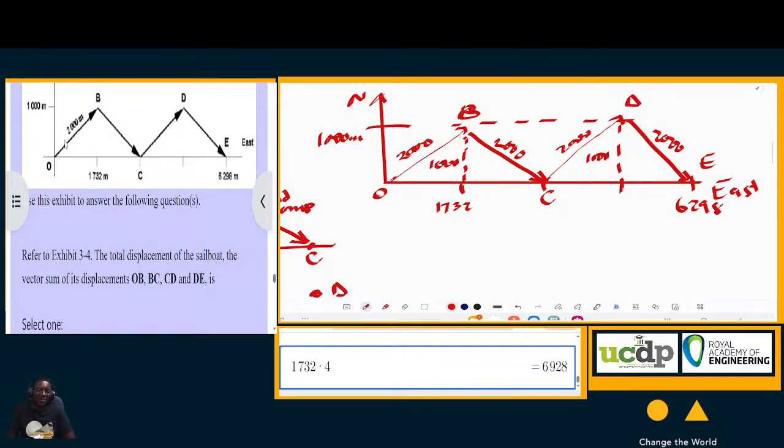How is that? Do we agree? Yes, we agree. We should agree. We have no choice. We have to agree. The shortest distance between O and E will be the straight line joining O and E. And that straight line, no need to calculate. It's written there, 6298 meters.